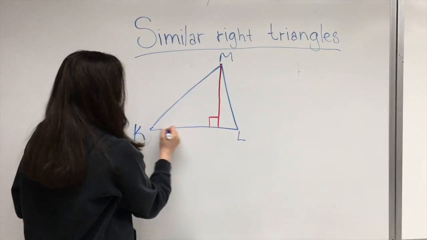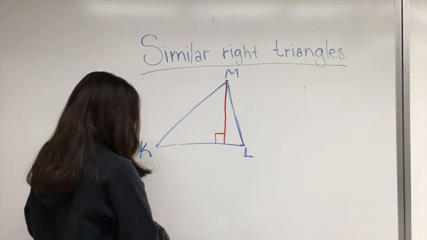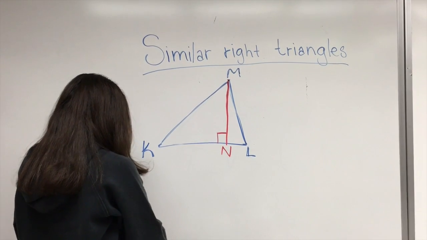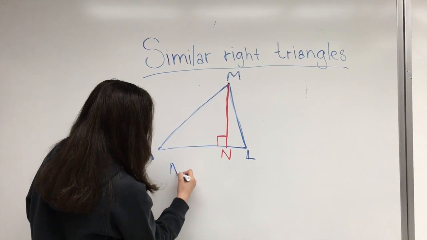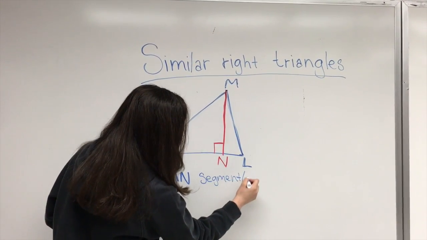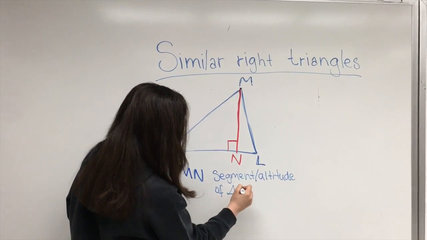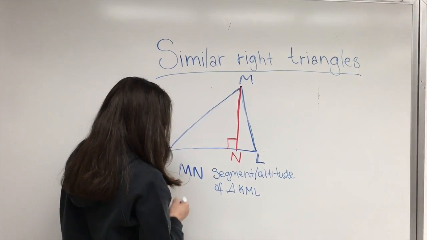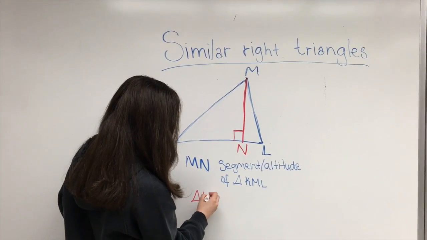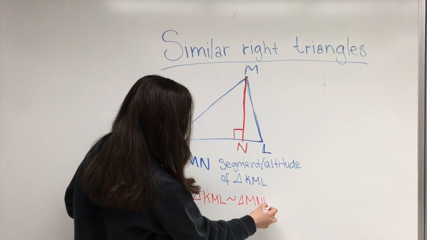So you have the example where you have a triangle KML where a segment or altitude MN is drawn to the hypotenuse of triangle KML. Now using theorem 7.5, we can say that the two triangles formed are similar to the original triangle and to each other. We can conclude that the triangle KML is similar to triangle MNL.